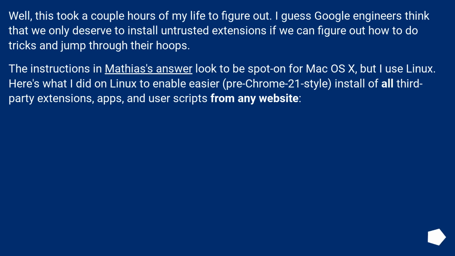Well, this took a couple hours of my life to figure out. I guess Google engineers think that we only deserve to install untrusted extensions if we can figure out how to do tricks and jump through their hoops. The instructions in Matthias's answer look to be spot on for Mac OS X, but I use Linux. Here's what I did on Linux to enable easier, pre-Chrome 21 style, install of all third-party extensions, apps, and user scripts from any website.